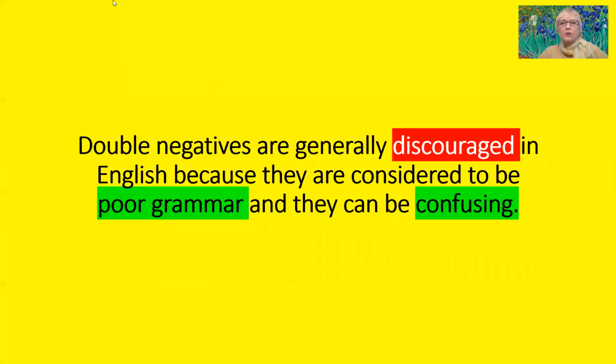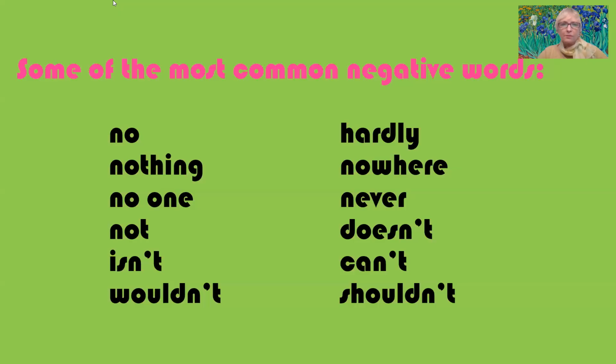Double negatives are generally discouraged in English because they are considered to be poor grammar and they can be confusing, very much so. All right, here's some common negative words. No, nothing, no one, not, isn't, wouldn't, hardly, nowhere, never, doesn't, can't, shouldn't.